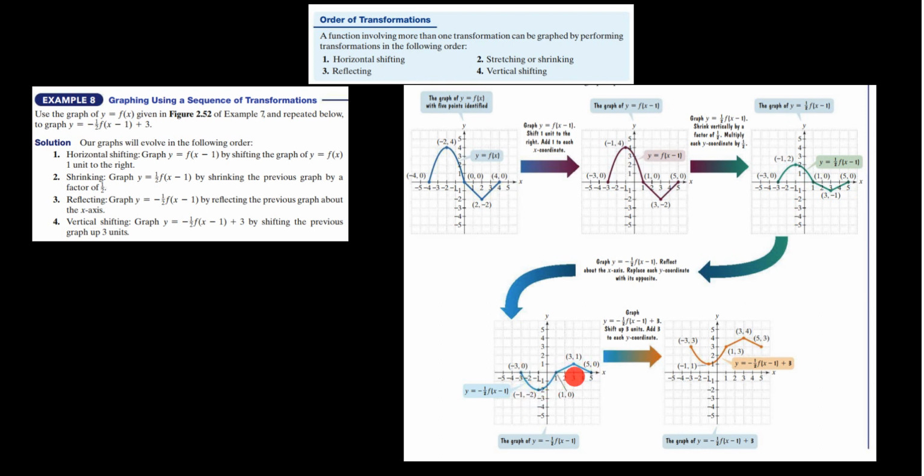And then lastly, we have a vertical shift up 3 units. So you basically pick some landmark and move it up 3 units. And of course, -3, 0, all these points here, you'll notice that they will be shifted up 3 units. And my final graph looks like this.